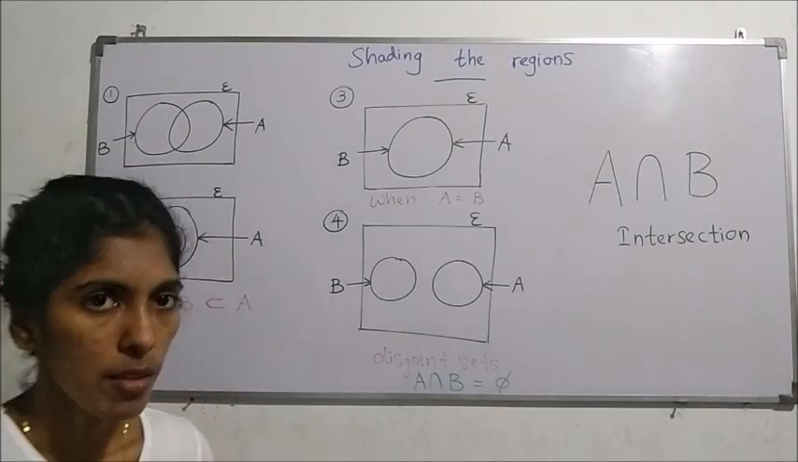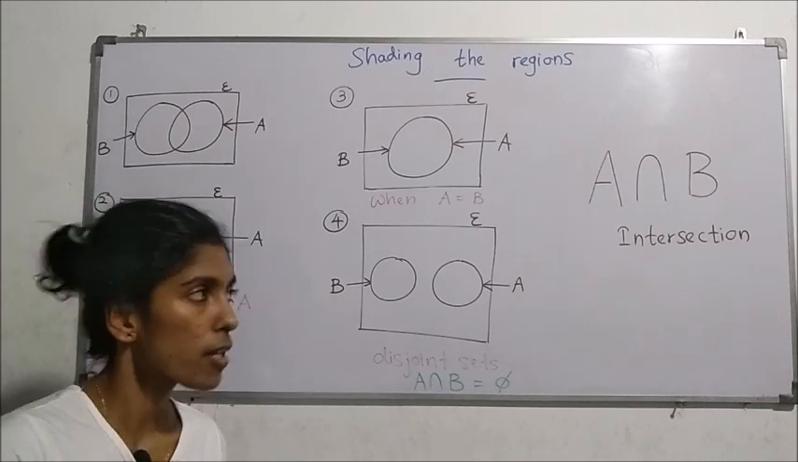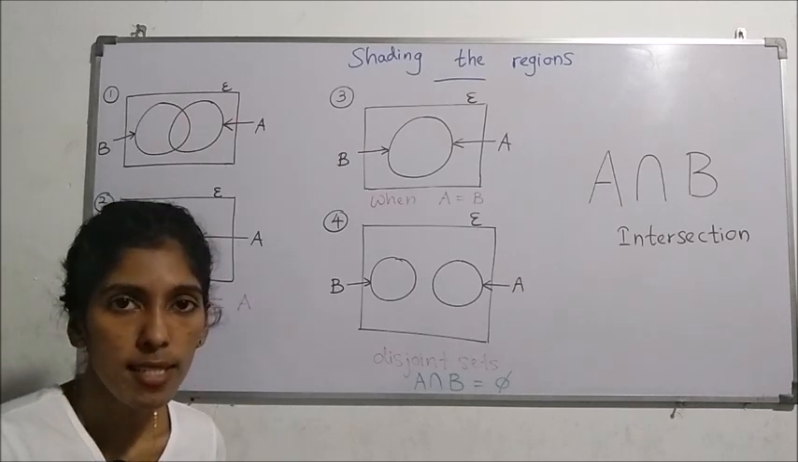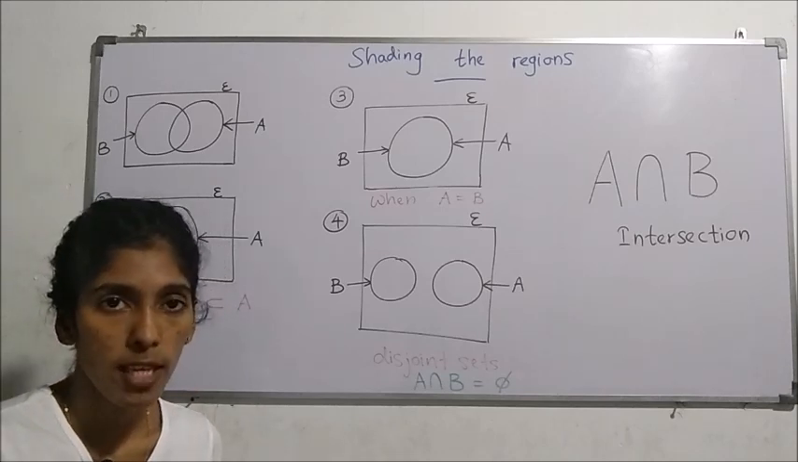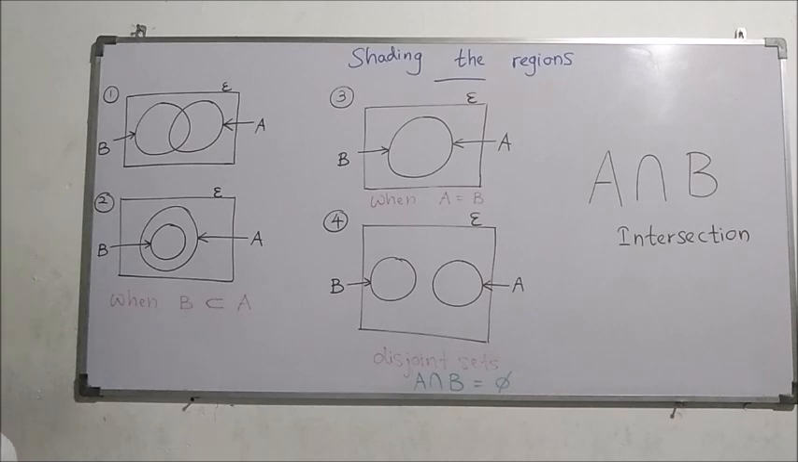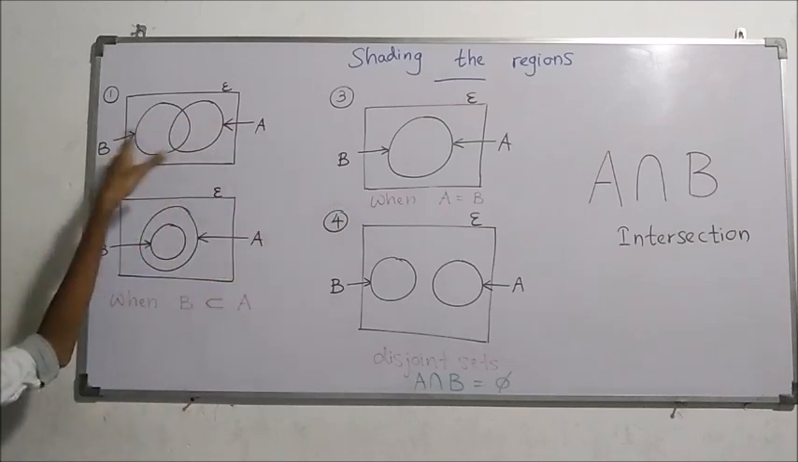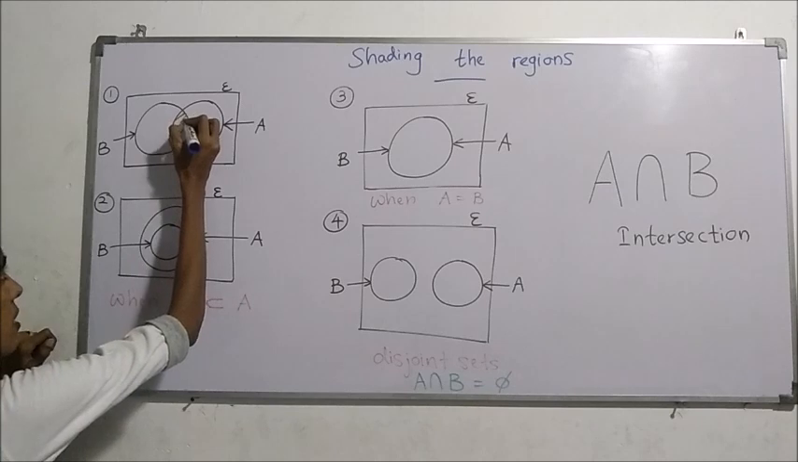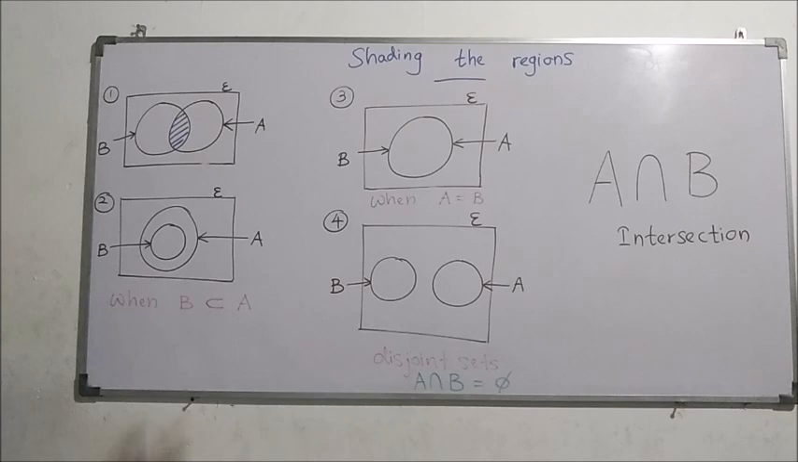Okay, now we will learn how to shade the relevant regions according to different sets. Firstly, we will consider the intersection. Intersection can come in different ways, in different situations, as I told you earlier. So the first one is this. Here how can we represent the intersection? Where is the intersection part? Here in the middle. Intersection means the common region for both A and B is here. So this is the intersection part of these two sets.